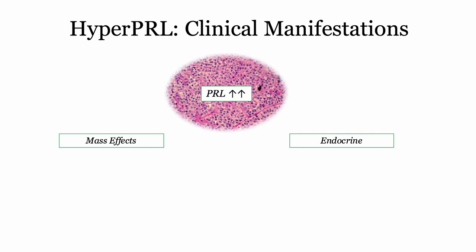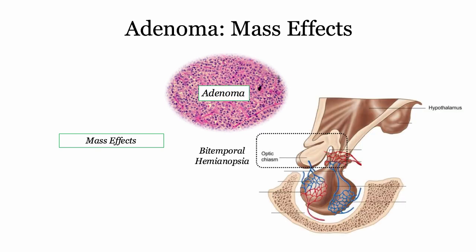As noted, the prolactin-secreting adenoma may present with mass effects or endocrine manifestations. The mass effects, which can be seen with any pituitary adenoma, most classically cause compression of the optic chiasm. This finding is characterized by bitemporal hemianopsia. Of course, they won't describe it as bitemporal anything.